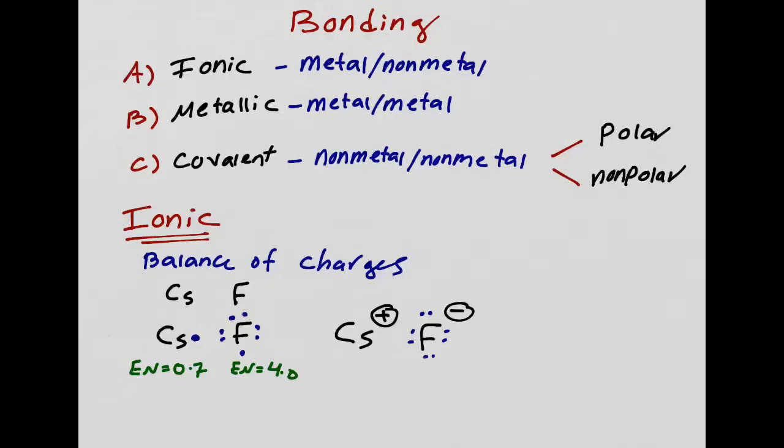Now what I call this is 100% ionic. Why do I call this 100% ionic? Because there is no sharing of electrons. They're not sharing electrons whatsoever. Fluorine, with a high EN value, is just going to grab that electron from the cesium and it's going to have 8 electrons now. So it's 100% ionic. There is no sharing going on. So far, so good. All right.